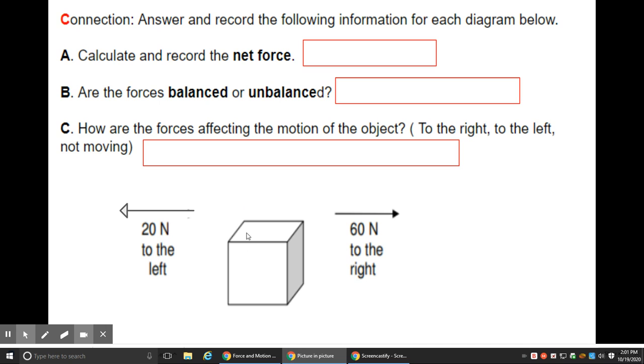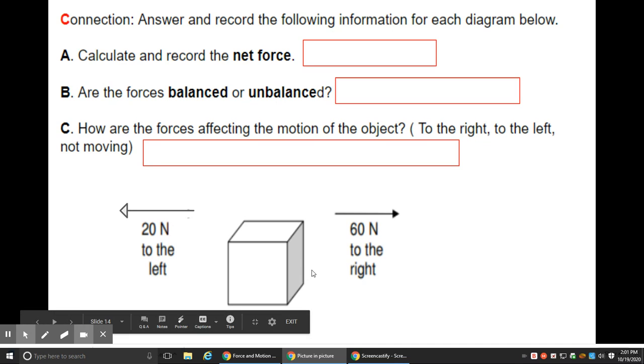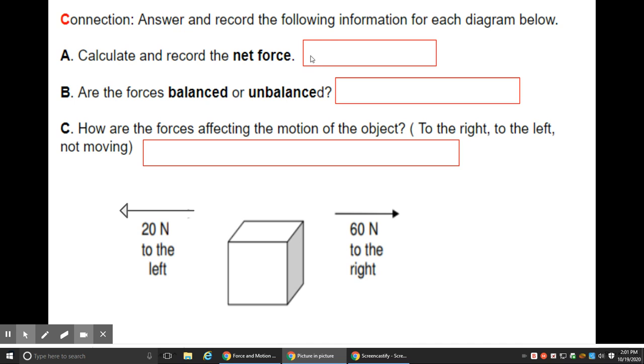Calculate and record the net force. So we have 60 newtons of force acting on the box to the right, and we have 20 newtons of force acting on the box to the left. These forces are in opposite directions, so we would subtract. 60 newtons subtract 20 newtons would be 40 newtons of force.